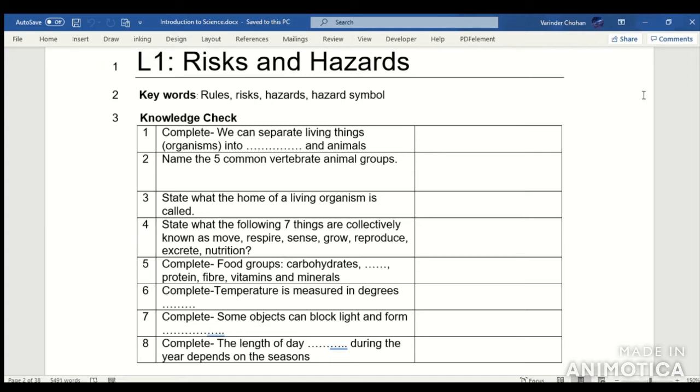We are going to start the lesson off with the first knowledge check. Pause the video when you have finished, come back and we will check the answers together.